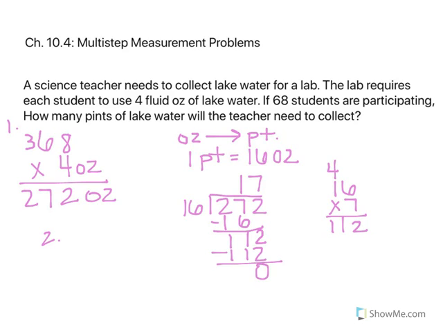So what does 17 mean? It means that the teacher needs to collect 17 pints of lake water.